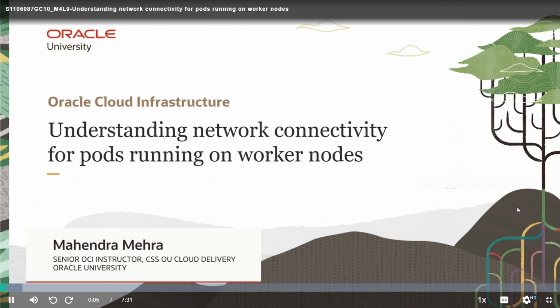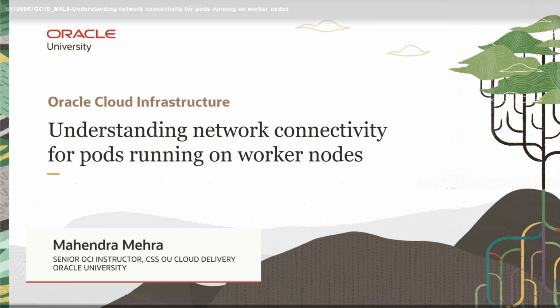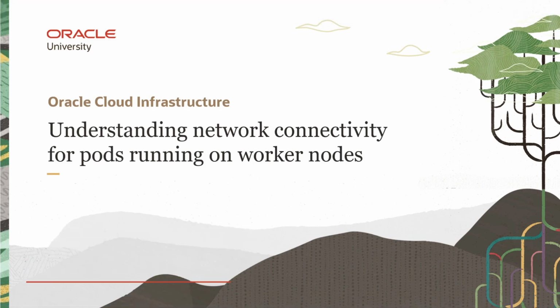Hello and welcome to this lesson on understanding networking connectivity for pods running on worker nodes. In Kubernetes, pods rely on unique and routable IP addresses to communicate with each other, with the cluster's control plane node, with pods on other clusters, and with other services such as storage service, and sometimes with the broader internet. Let's explore this vital networking model in this lesson.